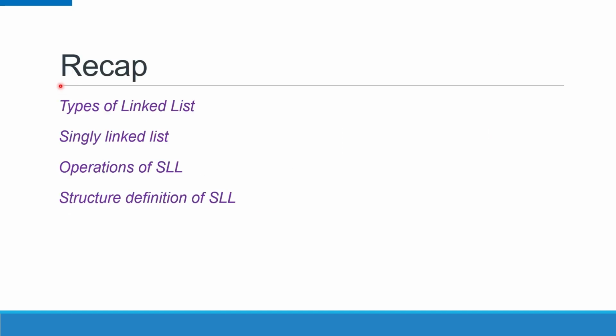The next is a recap of the session. We have discussed types of linked list, what a singly linked list is and its representation, some operations of a singly linked list, and then the structure definition of a singly linked list.